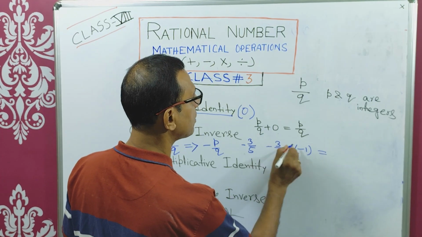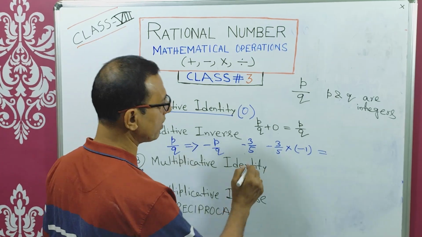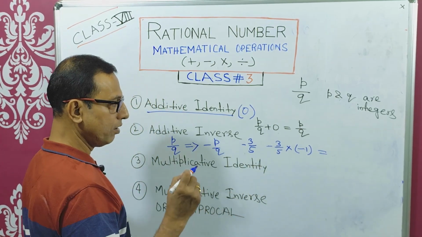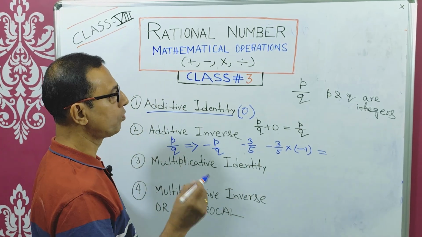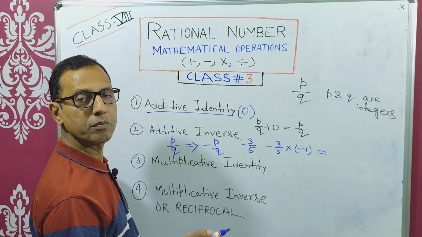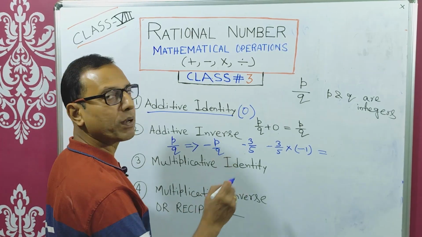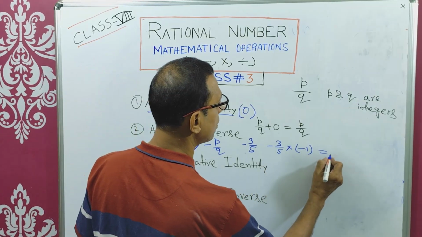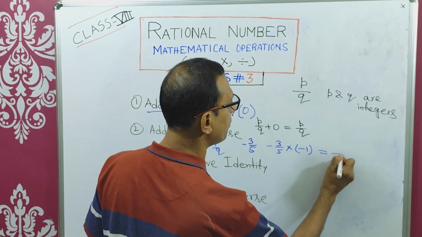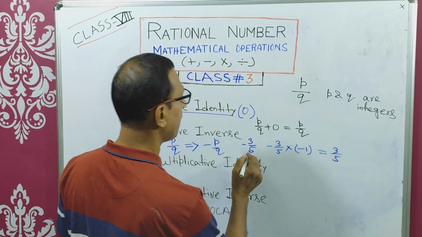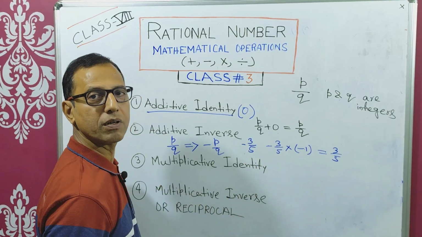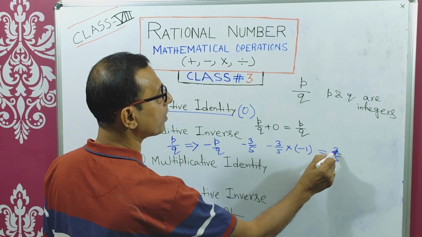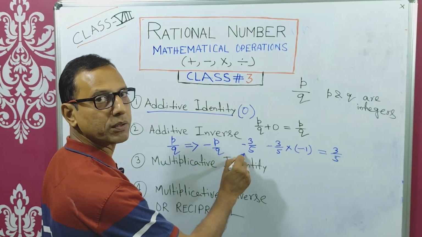So minus into minus means plus, that you know already, right? Multiplication of two same signs gives positive. So plus into plus is plus, minus into minus is also plus. So minus 3 by 5 into -1 gives 3 by 5. So the additive inverse of minus 3 by 5 is 3 by 5. Similarly, the additive inverse of 3 by 5 is minus 3 by 5.